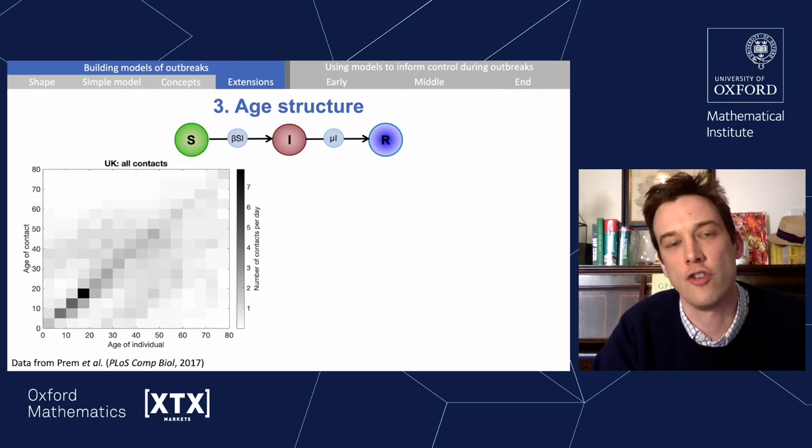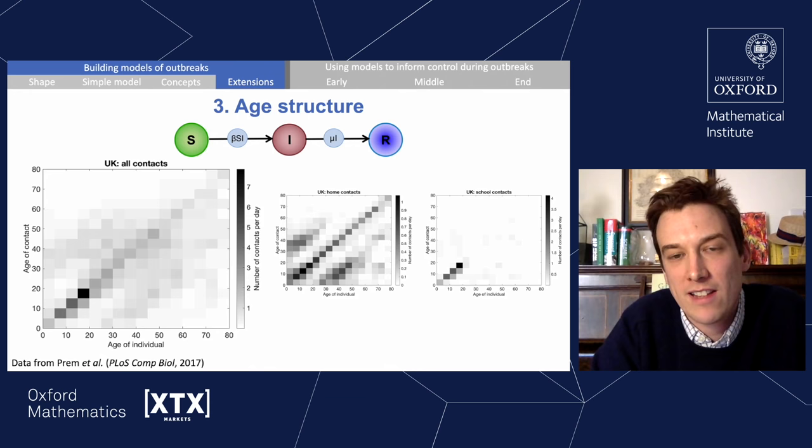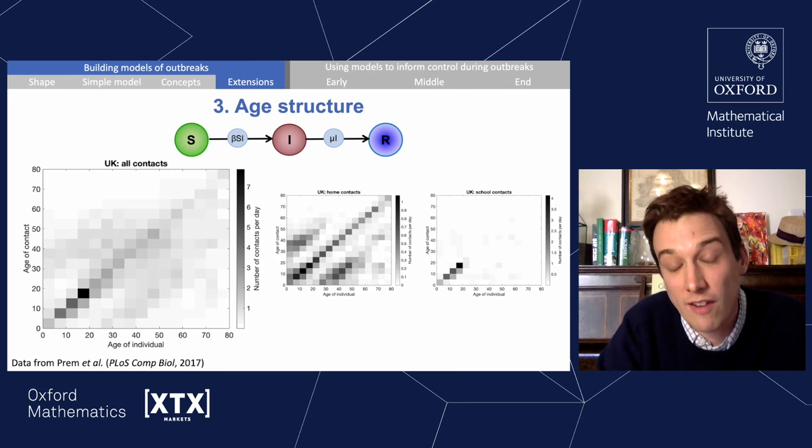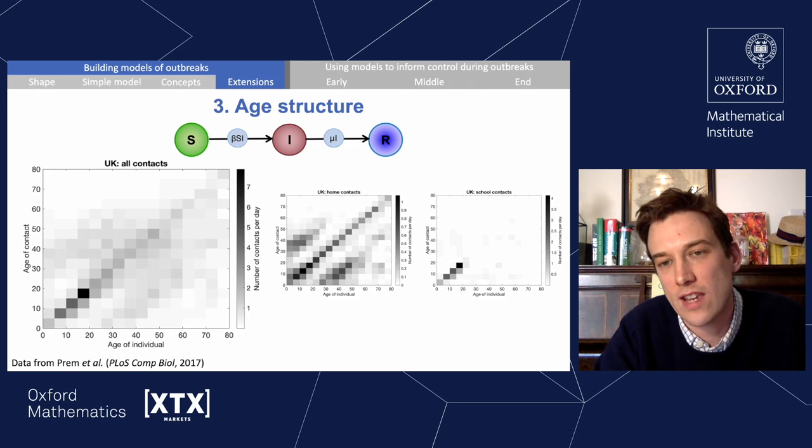You can also look at contacts in different settings, so that's what we have here. This middle graph represents home contacts, and you can see very similar patterns to the ones that I just described in the left graph. At home, it's very likely that individuals contact individuals of the same age, and it's also very likely that parents contact children, and children contact parents. But if you look in another setting, then contacts will look different. For example, the right graph represents school age contacts. And what you see in schools is that the majority of contacts are children contacting individuals of the same age.